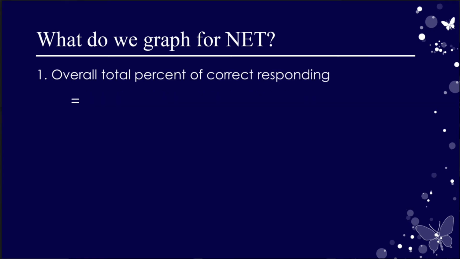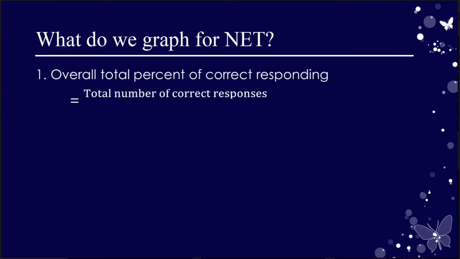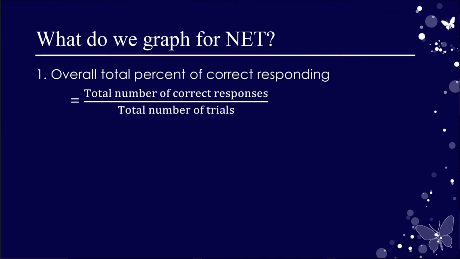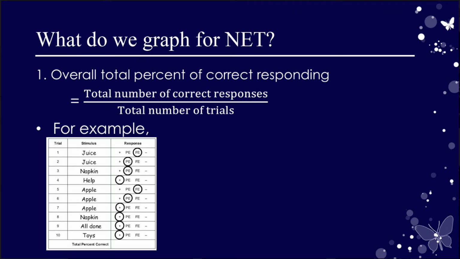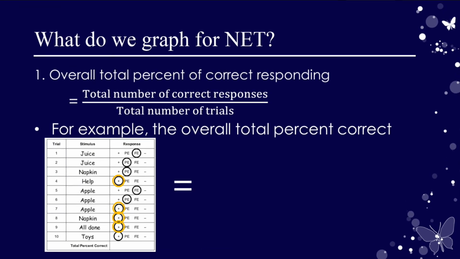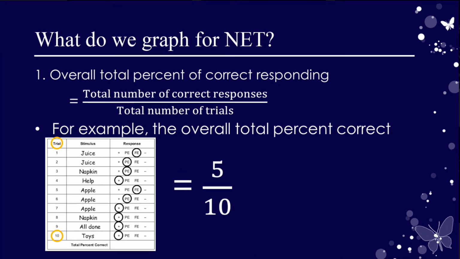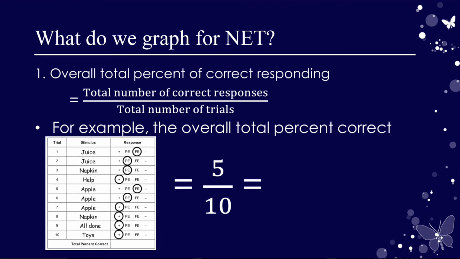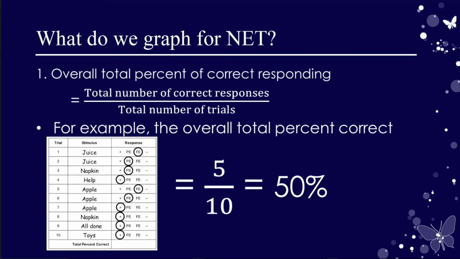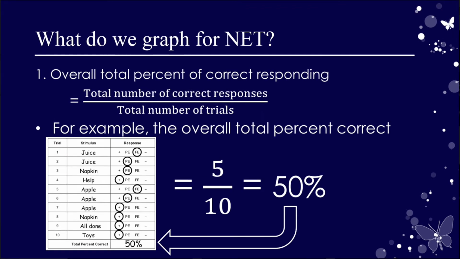When graphing the overall total percent of correct responding, you're going to look at the total number of correct responses divided by the total number of teaching trials. For example, if your client has gotten 5 trials correct and you have done a total of 10 trials, you're going to divide 5 by 10 and get 50%. This means the overall total percent correct is 50%.